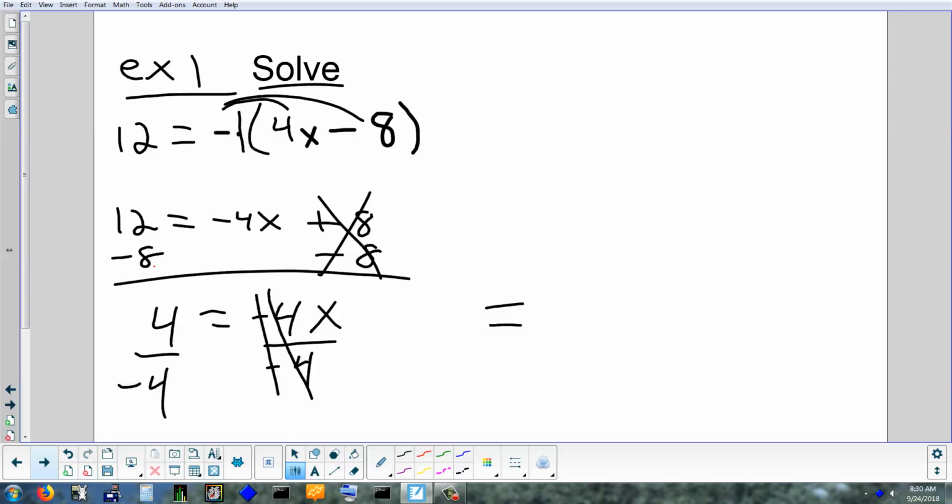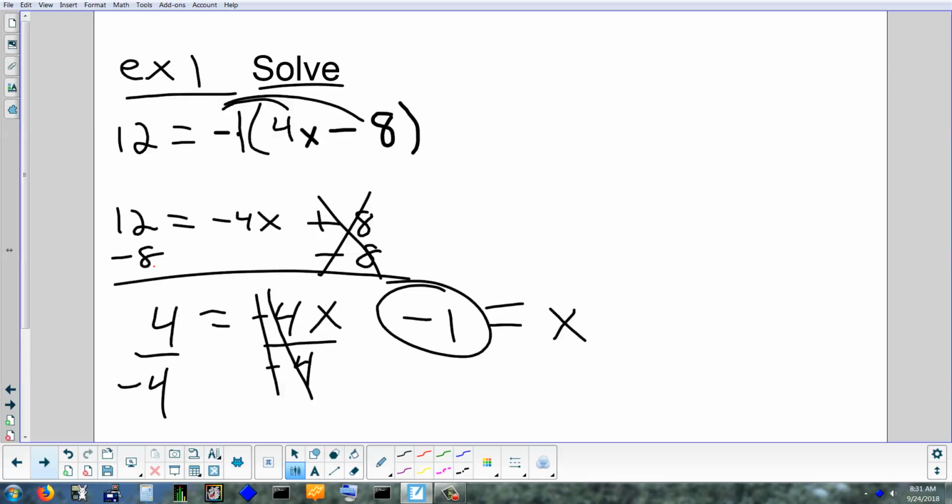So on the right-hand side, Nicole, what's on the right-hand side now? Just x. And now once I figure out what to put there, I know the answer. So how about Alex, 4 divided by negative 4? Negative 1. Yep. And that's our answer. So x equals negative 1.